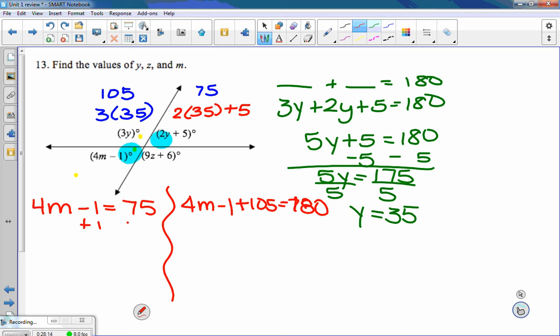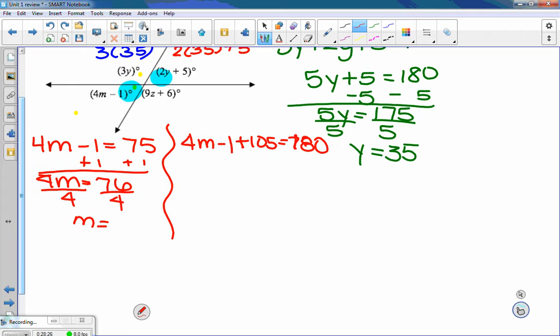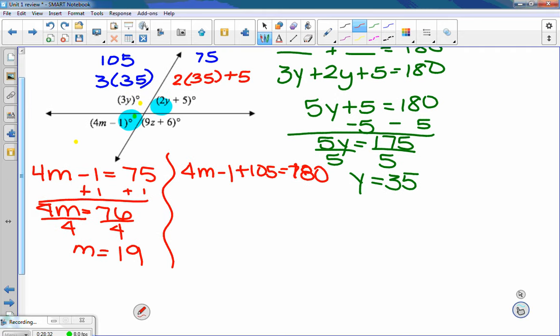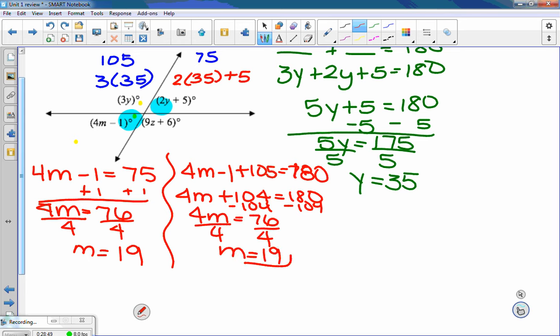So, if I add 1 here, I'm going to get 4m is equal to 76. Divide by 4. M is equal to 19. If you would have done it with Sonia's, it would have been 4m plus 104 is equal to 180. 4m, if I subtract 104, I get 76, which is the same thing. So we found m. Now, someone tell me how to find z.